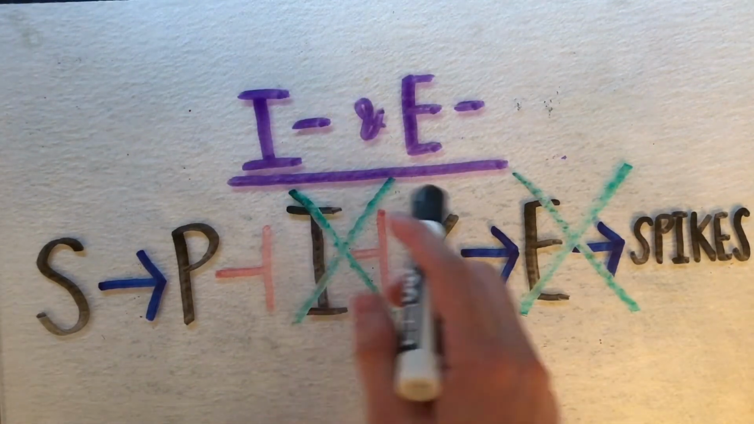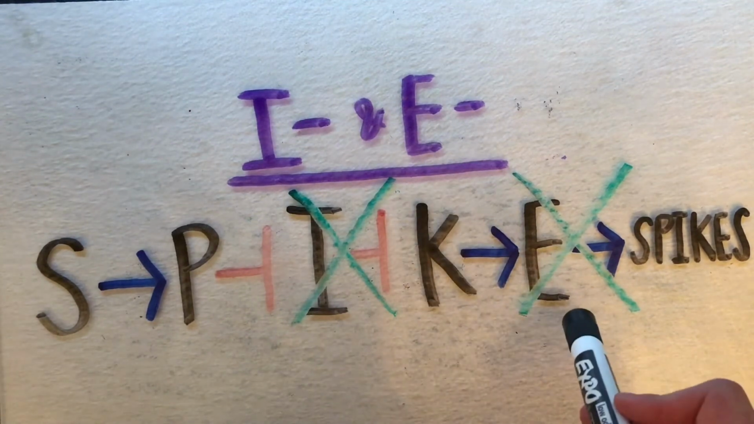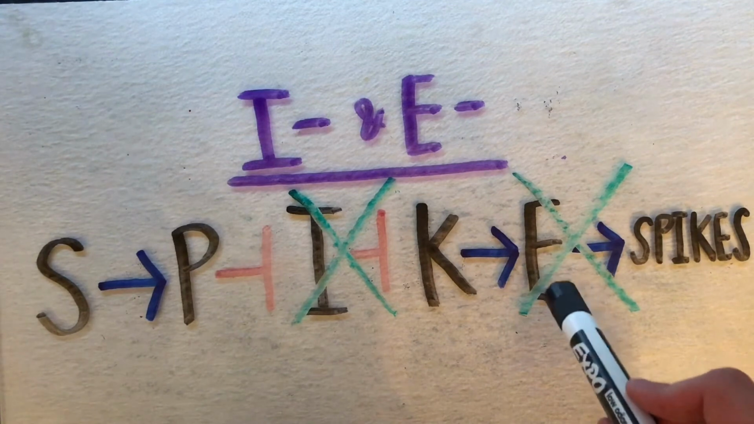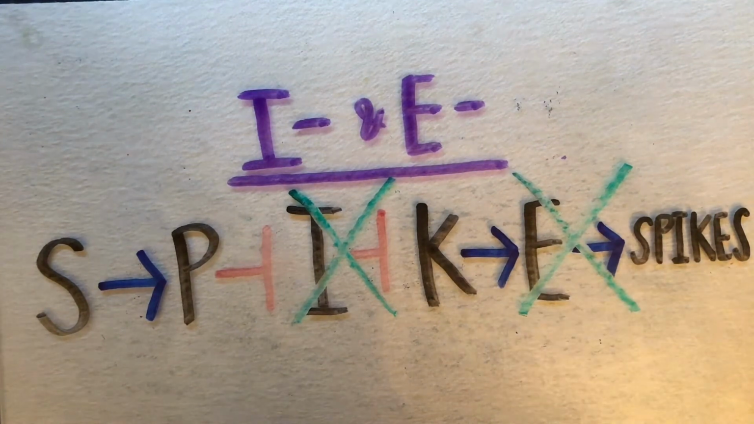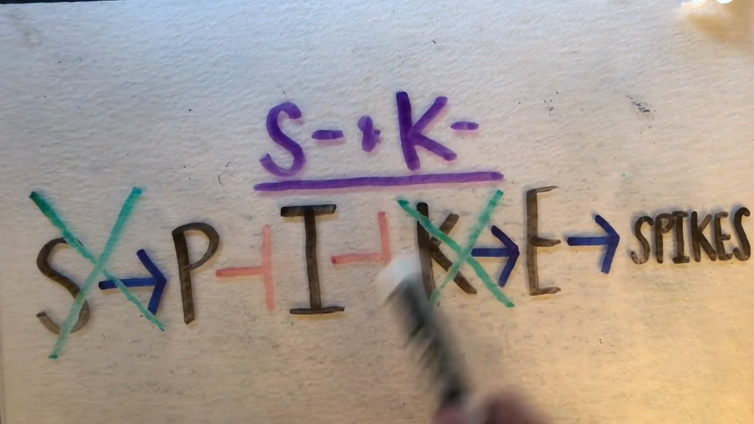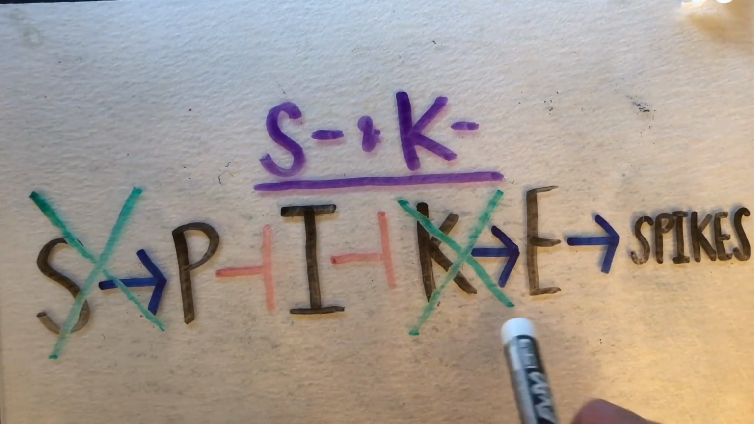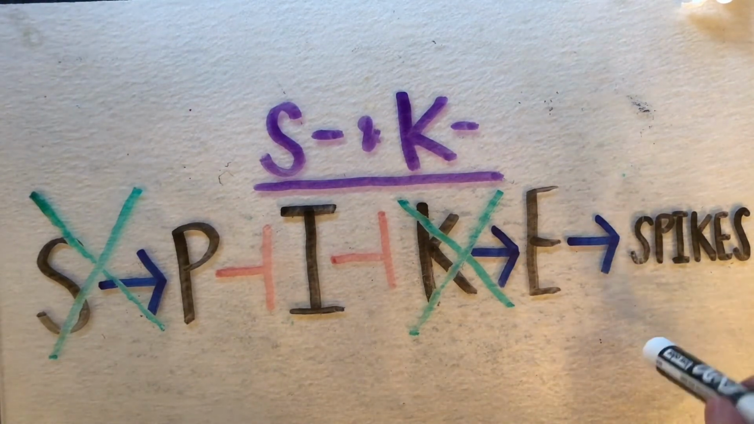In the I minus and E minus version of this pathway, I is no longer around and neither is E. But E is all we have to look at, because if E is not around, it cannot stimulate the production of spikes, and therefore spikes will not be generated in this pathway. In the last case, which is the S minus and K minus version of this pathway, K is not around to stimulate E to stimulate the production of spikes, so there will be no spikes generated.